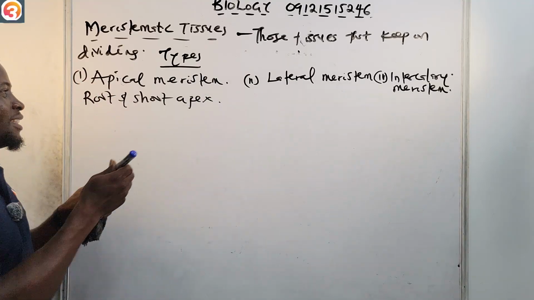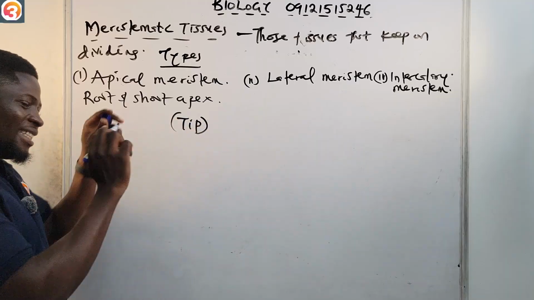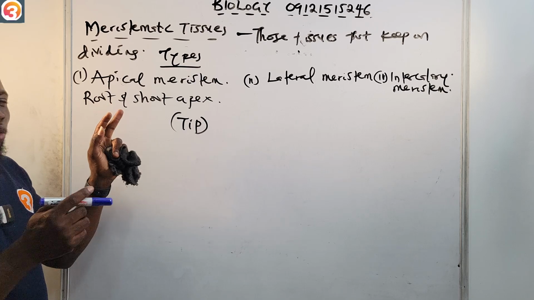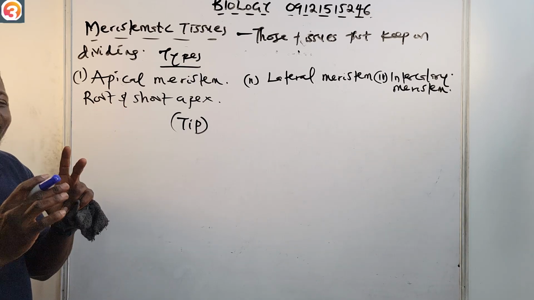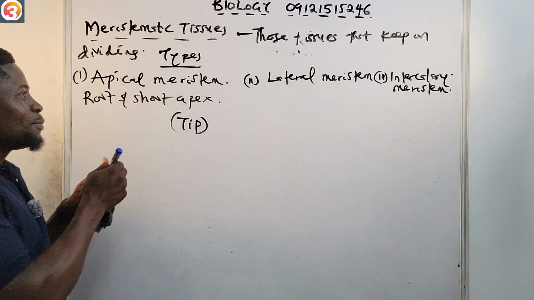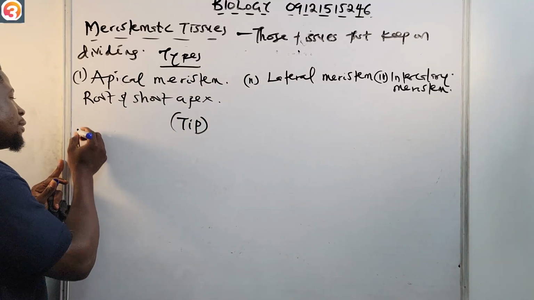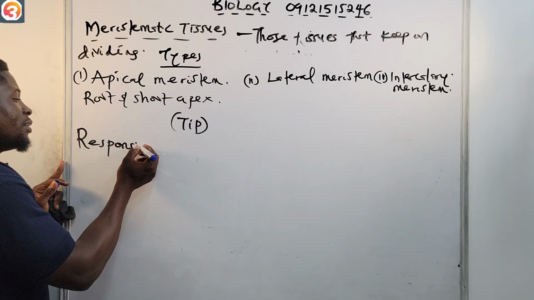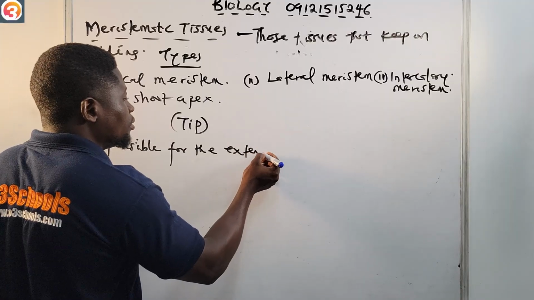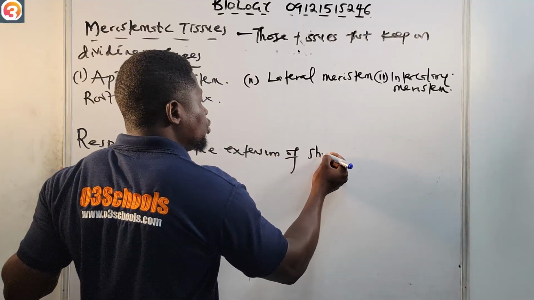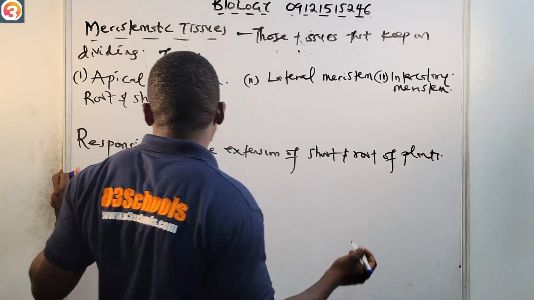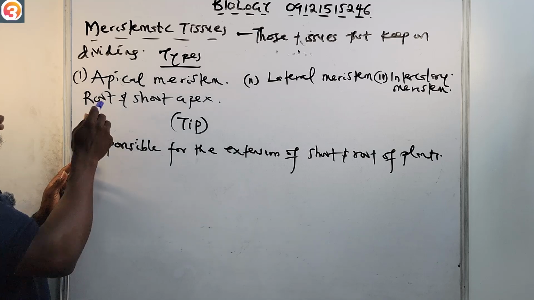And shoots. It is found at the tip of the root and shoot apex. That's why I say they are found in the root and shoot apex, and they are responsible for the extension of the root and shoot of a plant. That is their function. If you want to write, please take note: responsible for the extension of the shoots and roots of plants. So we say that they are found at the root and shoot apex.